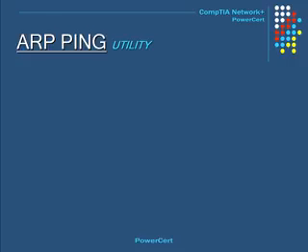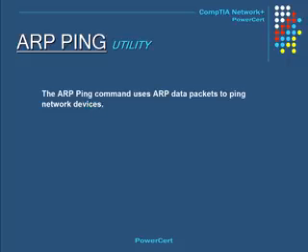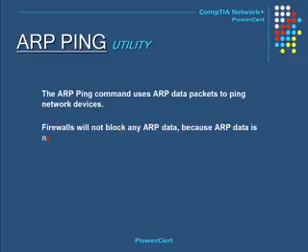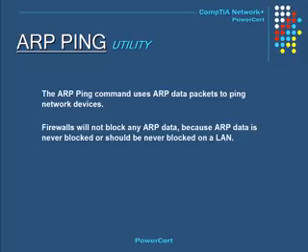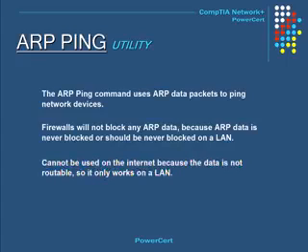If you wanted to check a device using the regular ping command, and you failed to get a response because the firewall on the device has blocked all ping requests, you can use the ARP ping command instead. The ARP ping command uses ARP data packets to ping network devices. And since it uses ARP packets, a firewall will not block any ARP data, because ARP data is never blocked, or should never be blocked, on a LAN. And the ARP ping command cannot be used on the internet. The data is not routable, so it only works on a local area network.